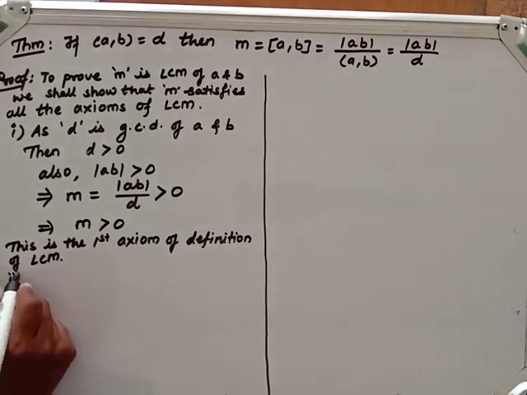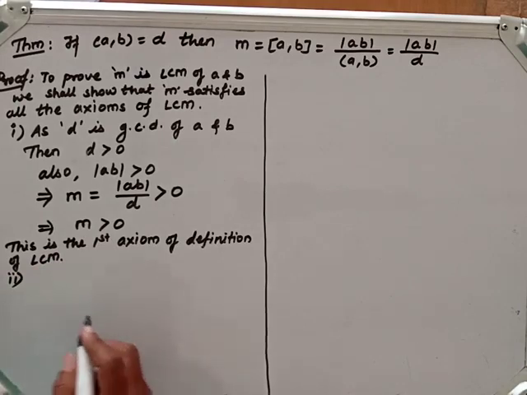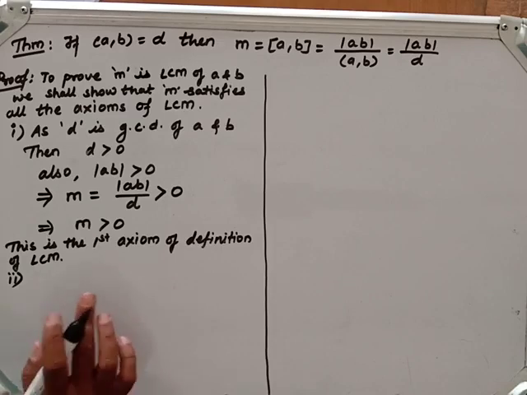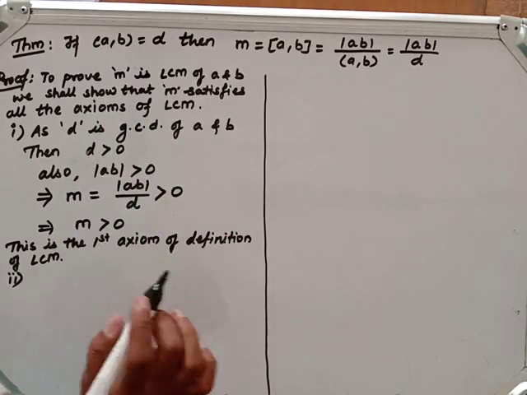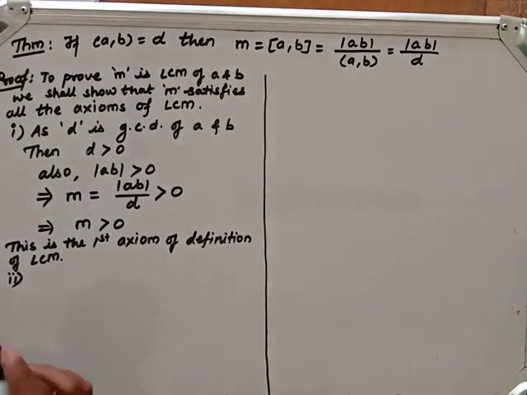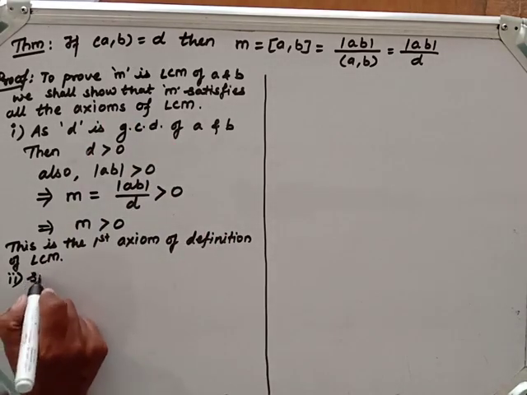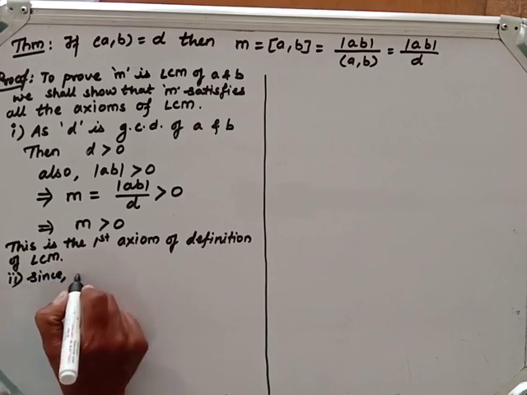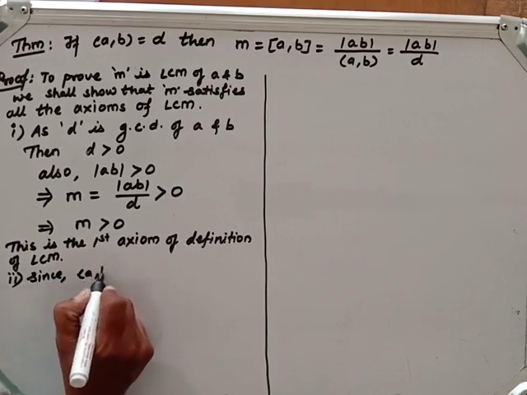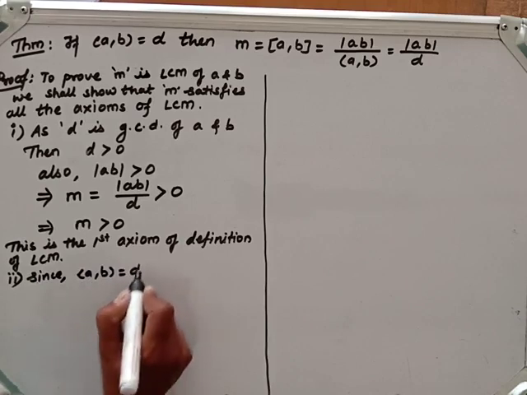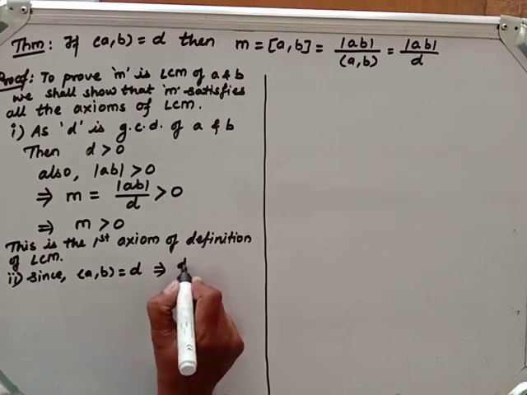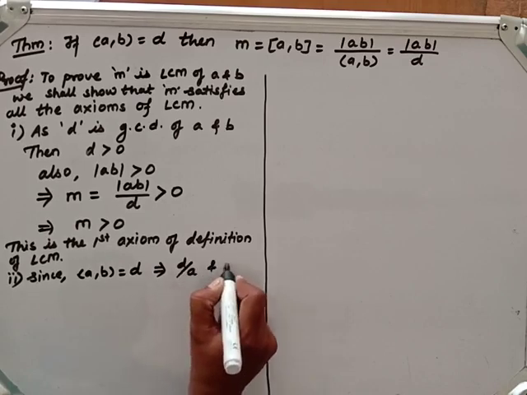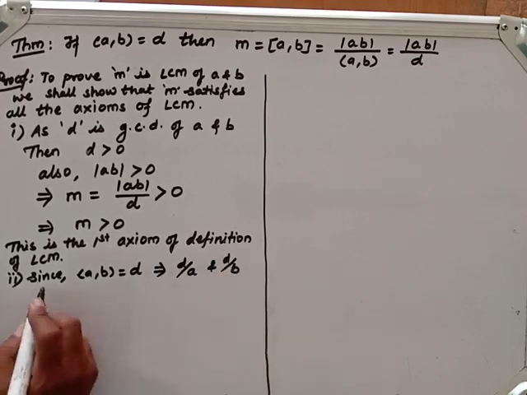Now let us do the second one. Now what is the second one? We have to prove that this M is a common multiple of A as well as of B. That thing we have to do. So since the GCD of A and B is D, this is given to us. So this says D divides A and D also divides B.